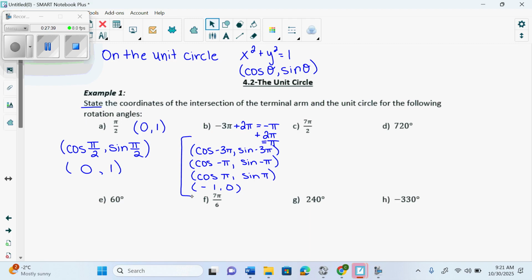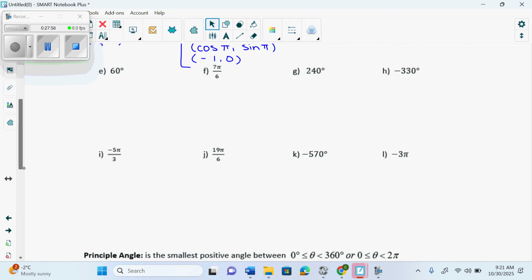Yes? So if I get an angle that's outside of my domain, 0 to 2 pi or 0 to 360, I just find the coterminal of it that lands in there. But you can draw it and just see that it lands on there too. There's nothing wrong with that. Okay, make a little bit of sense? Okay, go. I want the coordinates of the rest. There's a whole lot of them.